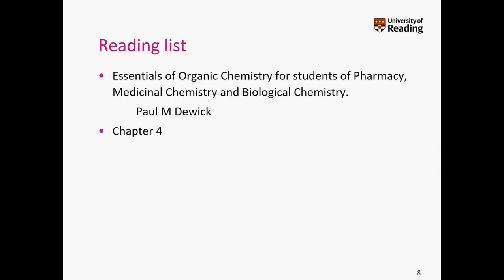If you want more detail or if you want to read another version of it, then have a look at the recommended textbook. So that's Essentials of Organic Chemistry for Students of Pharmacy, Medicinal Chemistry and Biological Chemistry by Dewick, and it's in chapter 4. There are sections about acids and bases, and it goes into much more detail. Again, remember that you'll find there's a lot of detail about aromatic systems in some of that chapter, and that's something that we're going to touch on later on in the course when we start looking at aromatic chemistry.